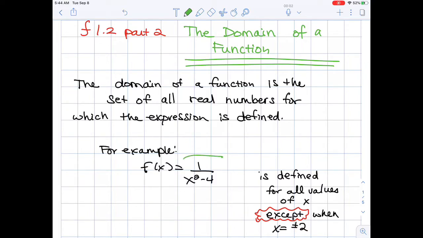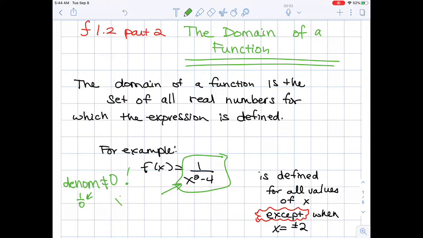We're looking at this function right here. We know that the variable is in the denominator. And what do we know about a denominator? We know that a denominator cannot equal 0, because anything divided by 0 is undefined.